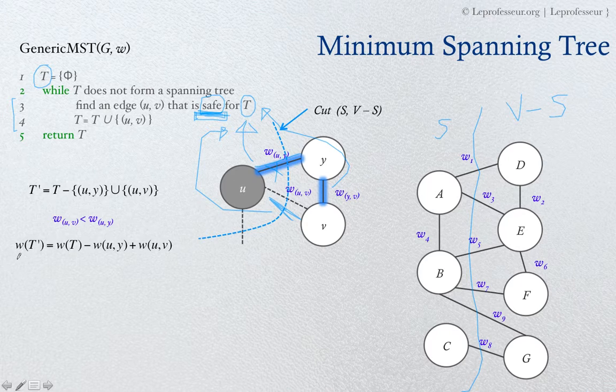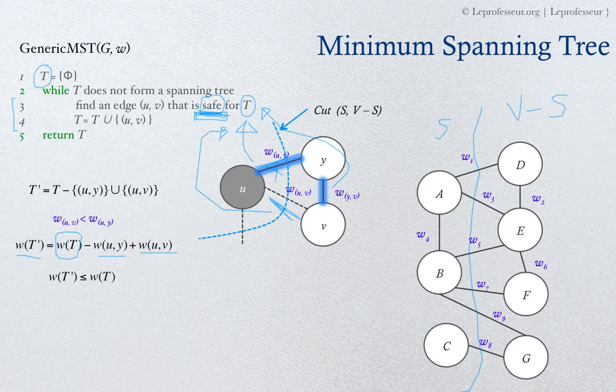So let's say the new tree's weight, T-tick weight, would be the weight of the tree before deleting and inserting the new edge. So that weight minus, since we're going to remove the edge between U and Y, we subtract its weight from W(T), and we add the weight of the new edge which we're going to add to the tree. If we find that W(T tick), that is the new weight, is lower than or equal to the original weight before adding or subtracting, it means that we are good. We can remove the edge between U and Y, and we can add the edge between U and V, and that will make the overall weight lower, and we'll make sure that there is no cycle.